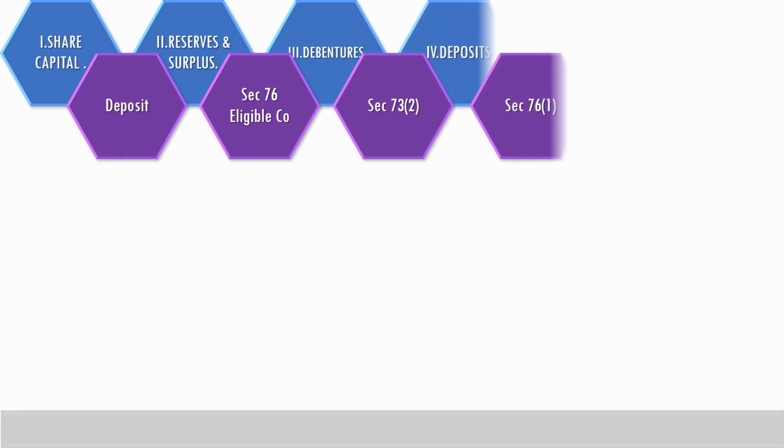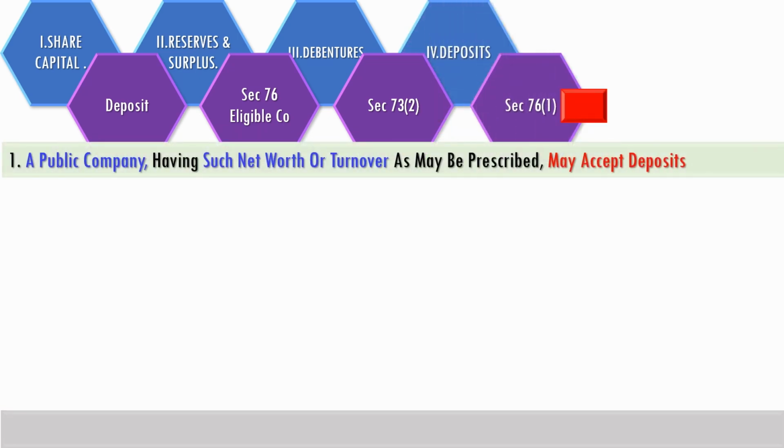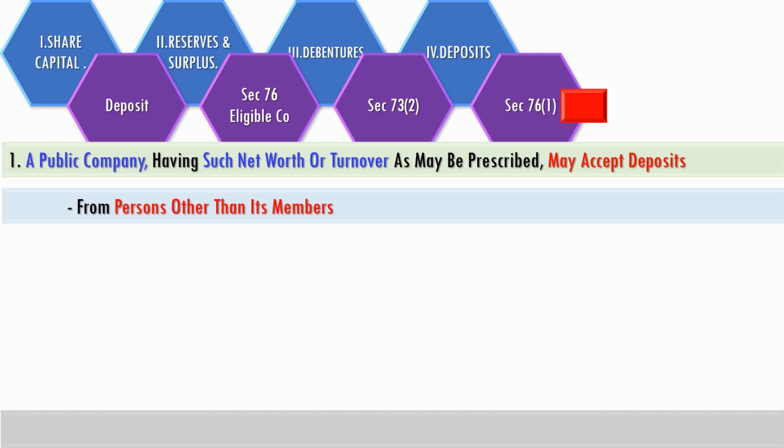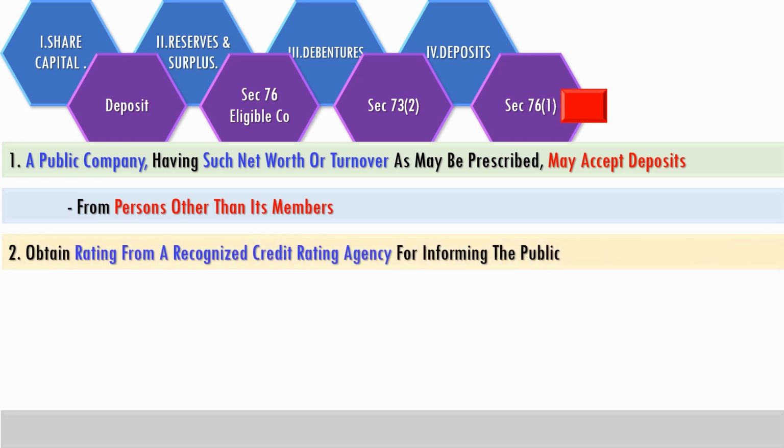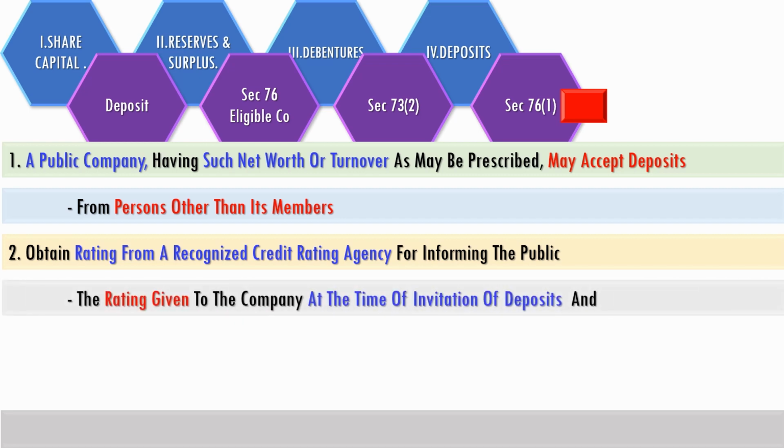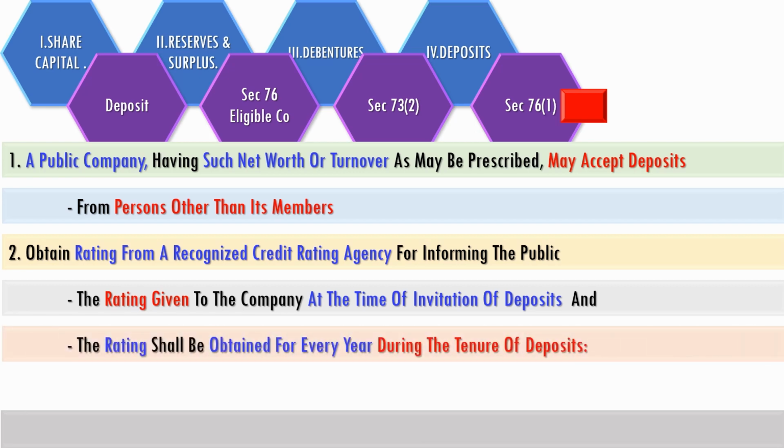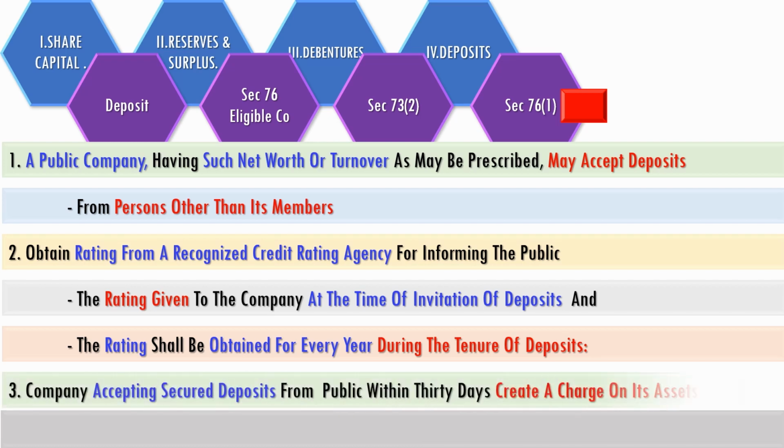A public company having specified net worth or turnover under section 76 subsection 1 may accept deposits from persons other than its members, but it should obtain a credit rating from a recognized credit rating agency and inform the public about the rating given to the company at the time of invitation of deposits, and the rating should be obtained for every year during the tenure of deposits. The company accepting secured deposits from public has to create a charge on its assets within 30 days.